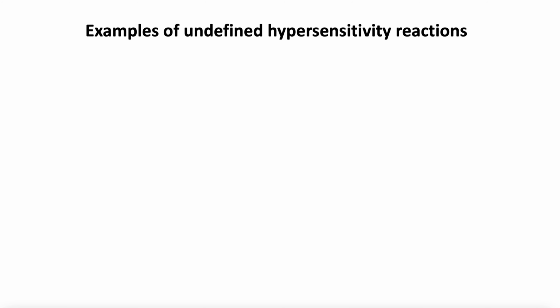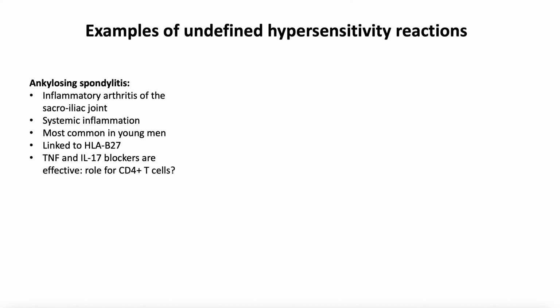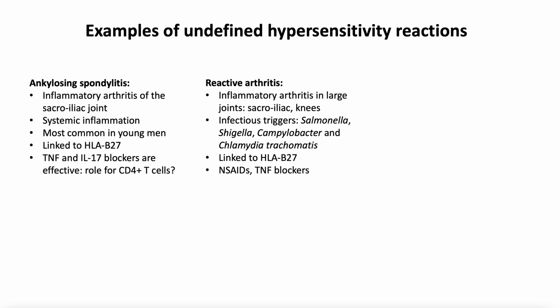There are a number of hypersensitivity reactions that are less well defined, that we don't know for sure what type of hypersensitivity is driving immune pathology. An example of this is ankylosing spondylitis. This is an inflammatory arthritis of the sacroiliac joint that leads to systemic inflammation. Common in young men. It's another one of those diseases that's linked to HLA-B27, although the reasons for this are totally unclear. TNF and IL-17 blockers are actually effective for this disease, and so it's thought that there's probably a role for CD4 T cells in disease pathogenesis.